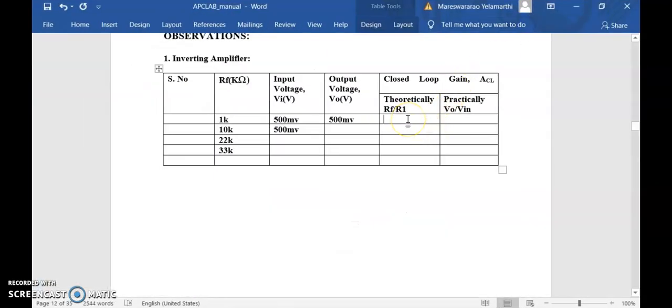Now calculate the gain. The gain value is RF by R1. Theoretical gain value: RF value is 1 kilo ohm and R1 value is also 1 kilo ohm, so the gain value is 1. And next one is the practical gain. Practical gain equation is V0 by Vin. What is the V0 value? It is 500 millivolts by 500 millivolts. Input value is 500 millivolts, so the gain value is 1.